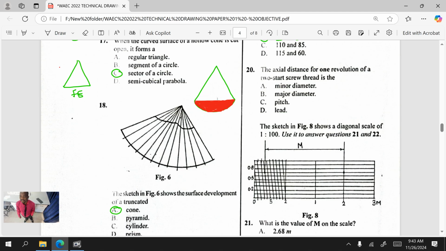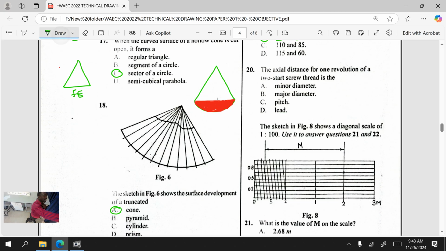Question 20. The axial distance for one revolution of a two-start screw thread. Two-start screw thread is the what? Is the lead. Axial distance. That means the distance between the threads. So it is the lead. So that's the answer to that.